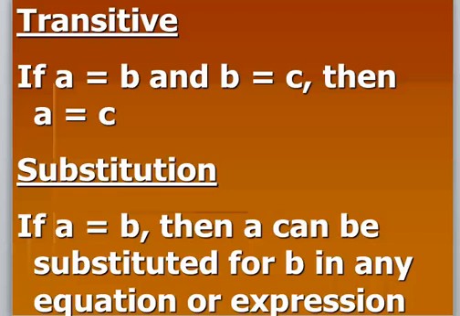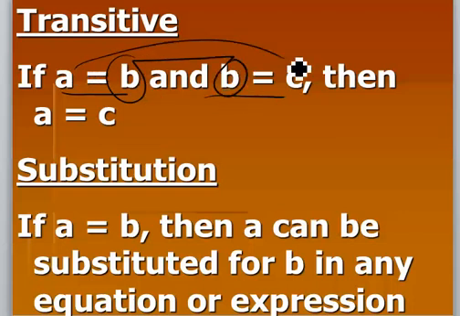The transitive property. If a is equal to b and b equals c, then a and c must be equal. What you're doing is you're cutting out the one that repeats and linking these two together. If a is equal to b but b is equal to c, then all three are the same and a and c are equal.